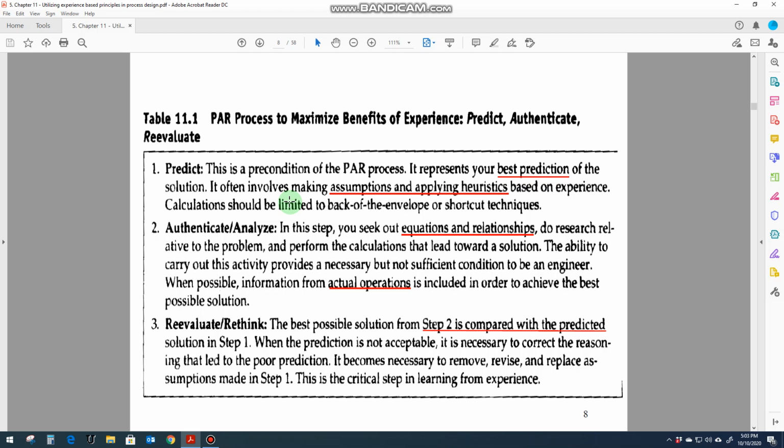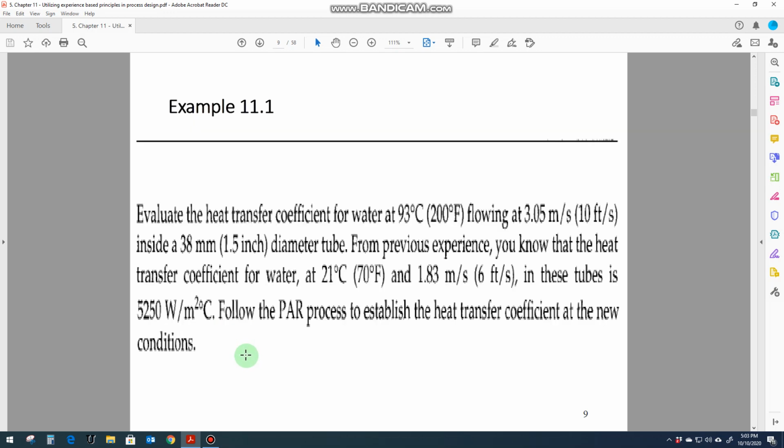Okay, so we will see some examples of what the assumptions could be, how you can evaluate them, and then how you can think and change the assumptions again depending on each process. So let us solve this example, which is very good, and which uses the PAR process. We will see how we can develop some heuristics or shortcut methods to solve any problem related to heat transfer. Okay, so let us read this problem statement.